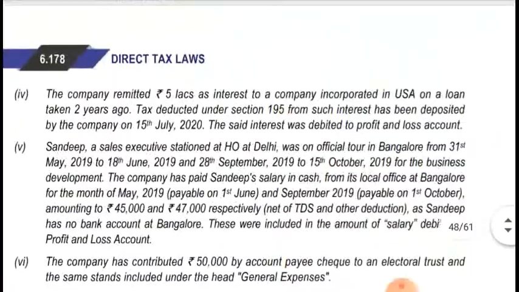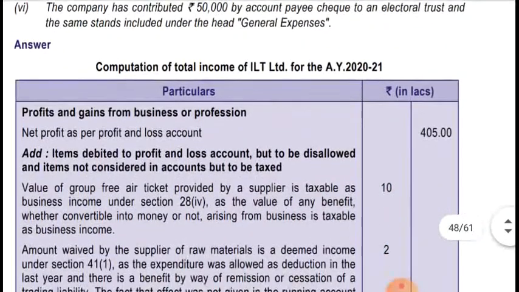Let's see the solution. Computation of total income of ILT Limited for the assessment year 2021. Profit and gains from business or profession: net profit as per the profit and loss account is 405 lakhs. Add items debited to profit and loss account but to be disallowed, and items not considered in the accounts but to be taxed. So items which should have been considered while computing business income, which have not been considered, will be added. Both things will be added.